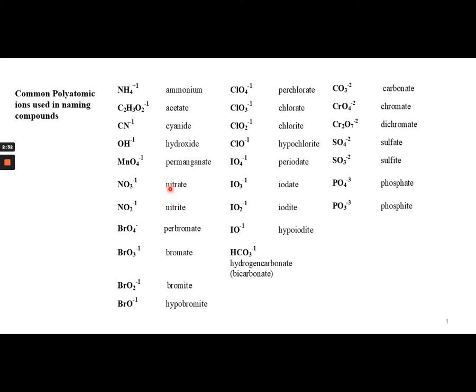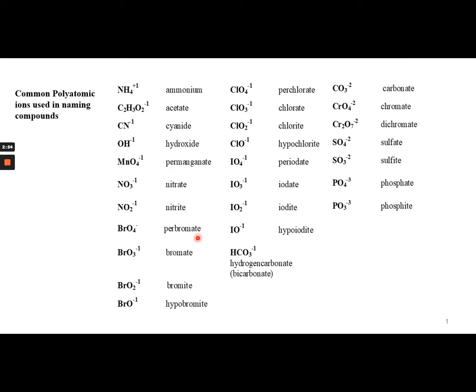Then you have the 2 variations of the nitrogen polyatomic ions. One's called nitrate and one's called nitrite. They both have the same oxidation number. The variation is the number of oxygens. So ates have more oxygens than ites. Ites have just 2 oxygens. All right?